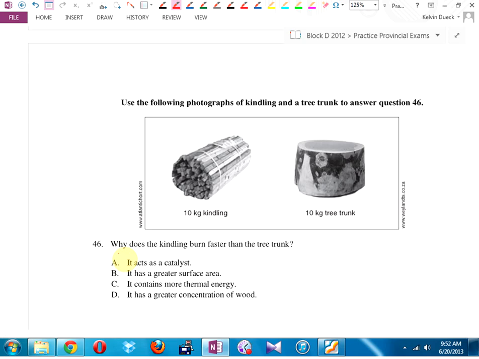Why does kindling burn faster than a tree trunk? It isn't that. Yeah. So we have our reaction rate control factors. What were the five reaction rate control factors, or the four? Temperature, surface area, presence of a catalyst, concentration, which some of you lack, and the surface area? Yep. There's actually just four. The video I showed my kids broke it into five because they broke up concentration into two things, I think. Anyways, we're good.